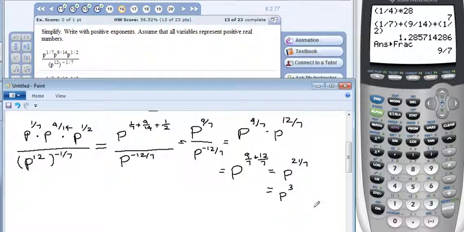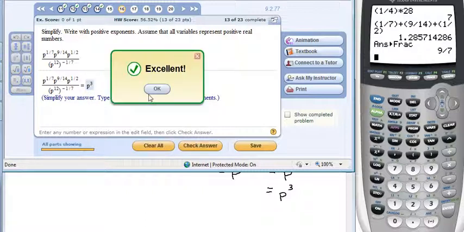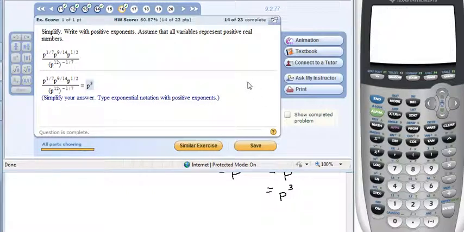Wow, all that just for a P cubed. Let's see if it's right. P cubed. Excellent. Who is that? Is that Smithers on Simpsons? Excellent.